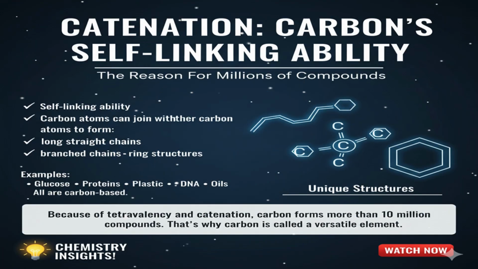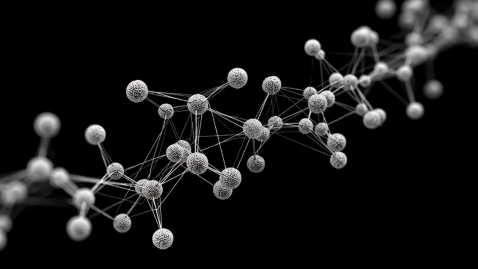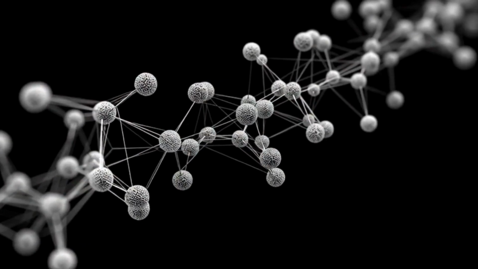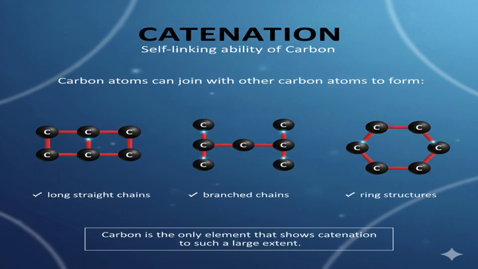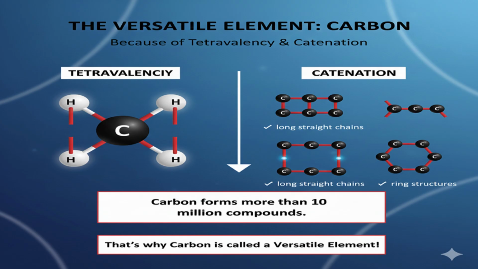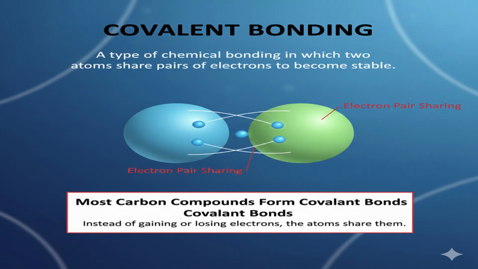Catenation. Catenation means self-linking ability. Carbon atoms can join with other carbon atoms to form long straight chains, branched chains, ring structures. Carbon is the only element that shows catenation to such a large extent. For example, glucose, proteins, plastic, DNA, petrol, oils all are carbon based. Because of tetravalency and catenation, carbon forms more than 10 million compounds. That's why carbon is called a versatile element.